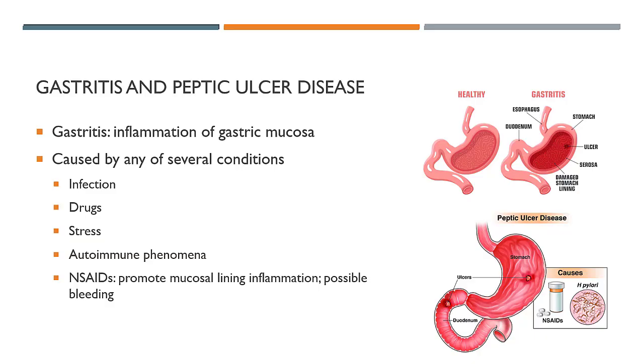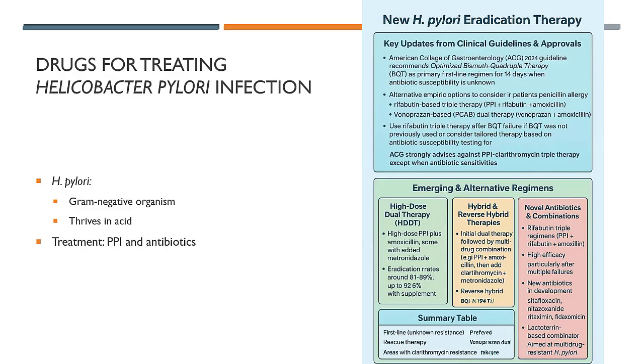A peptic ulcer is an erosion of a segment of the GI mucosa that penetrates through the muscularis mucosa on the stomach or the first few centimeters of the duodenum. Peptic ulcer disease, or PUD, is considered an imbalance between the mucosal defense factors and the injurious factors. Gastritis and peptic ulcer disease can be caused by any of several conditions, including infection, drugs, stress, autoimmune phenomena, and even NSAID use.